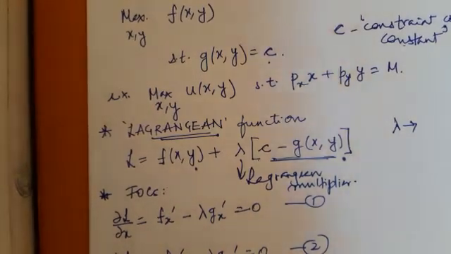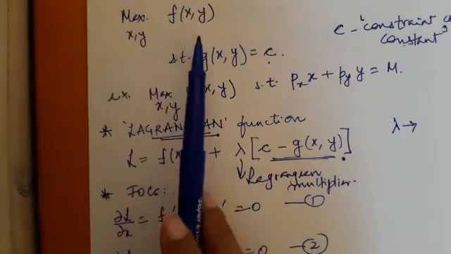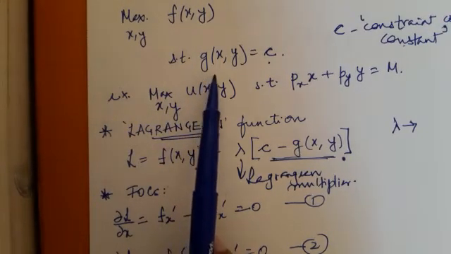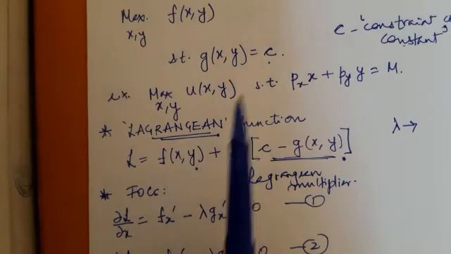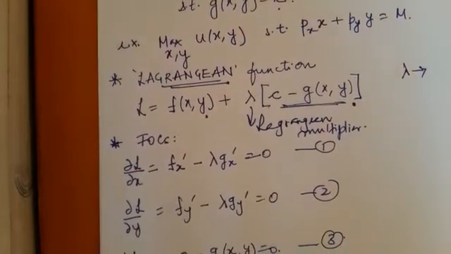In the first video, I spoke about two steps for dealing with constraint optimization problems. Here our problem is where we maximize f of x comma y subject to the constraint g of x comma y equal to the constraint constant c.